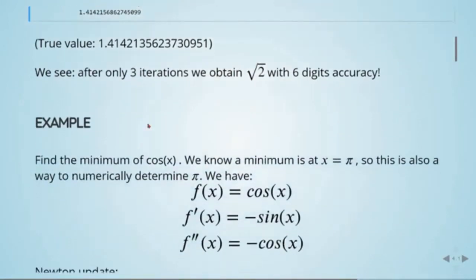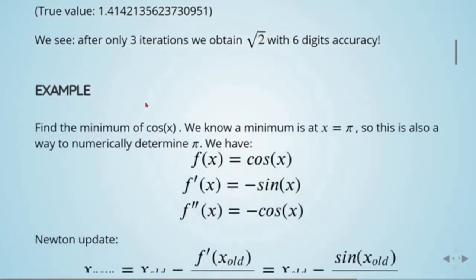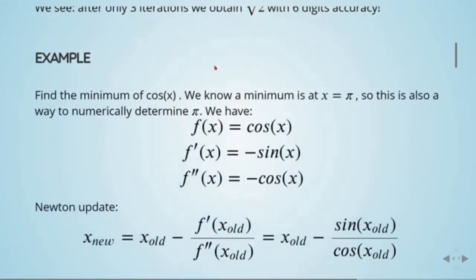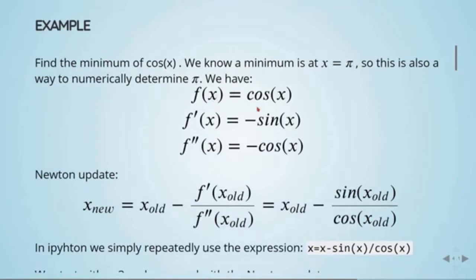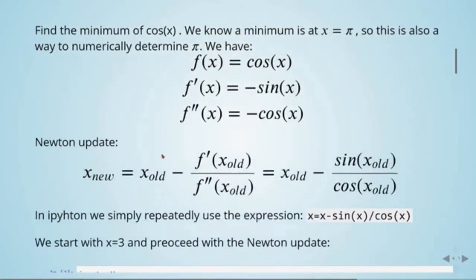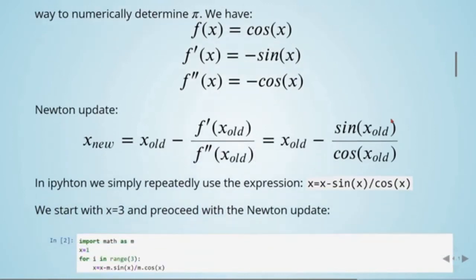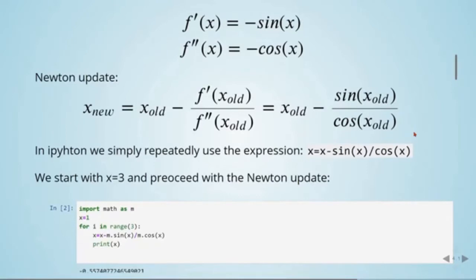Another example is to find the minimum of the cosine of x. We know the minimum of the cosine of x is at x equal to pi. So this is also a way to numerically determine pi. We have that f of x is the cosine, so the first derivative is minus sine, and the second derivative is minus cosine. So now our Newton update, x new, is equal to x old minus the first derivative divided by the second derivative, and then we'll have the sine divided by the cosine. And we can also do this in Python.